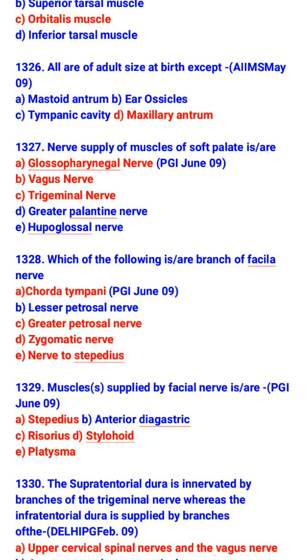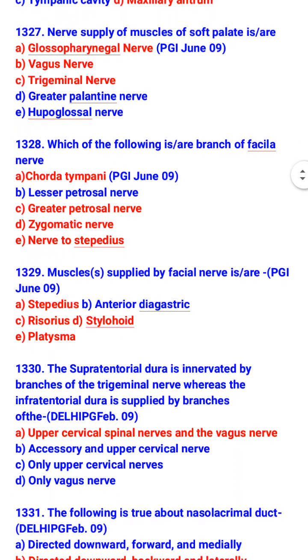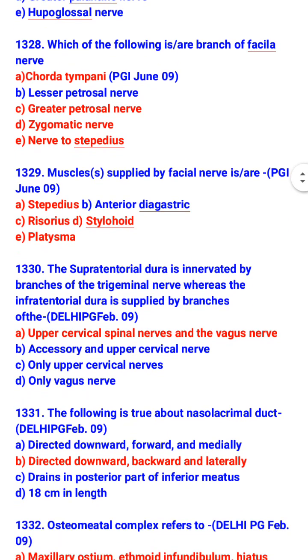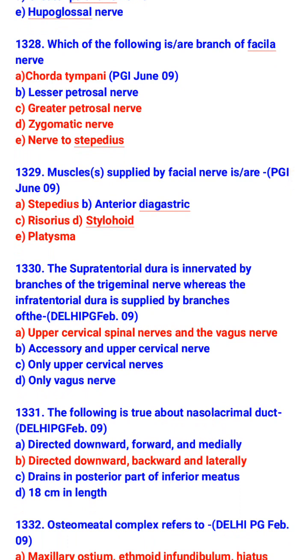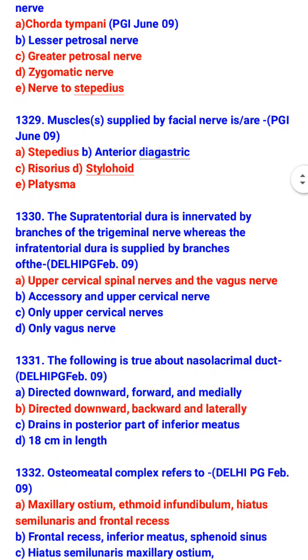Lesser petrosal nerve is not a branch of facial nerve. Muscles supplied by facial nerve are stapedius, risorius, stylohyoid, and platysma. Anterior digastric is not supplied by facial nerve. The supratentorial dura is innervated by the branches of the trigeminal nerve, whereas the infratentorial dura is supplied by branches of the upper cervical spinal nerves and the vagus nerve.